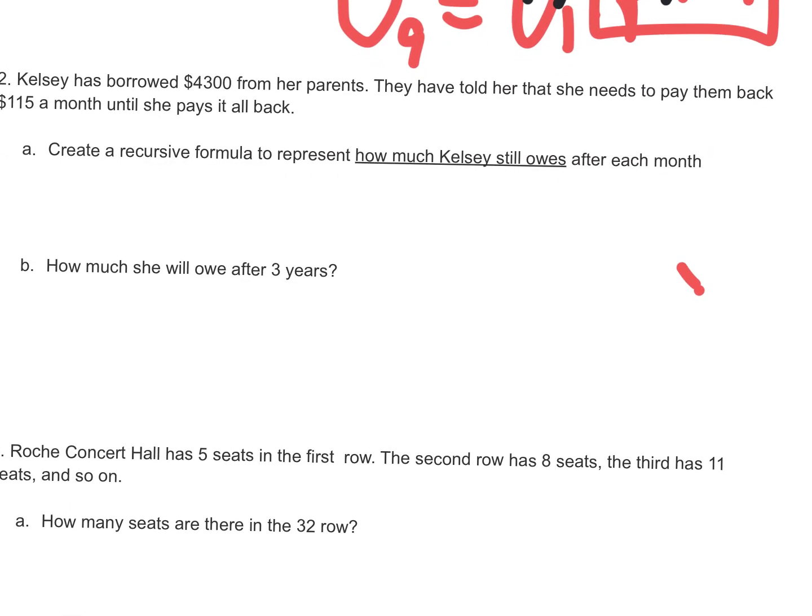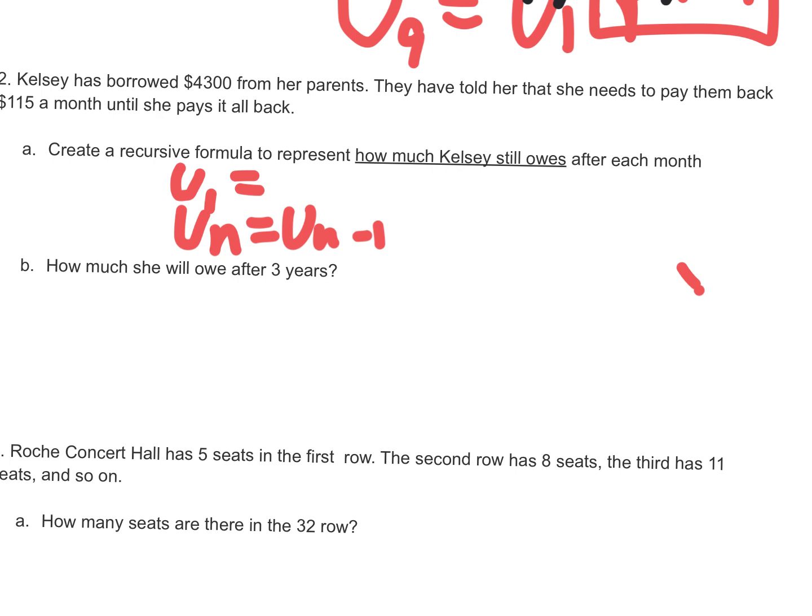The hard part here is figuring out which formula to use. Then the next hard part is what numbers go in the formula. So let's talk about this one. Create a recursive formula right away. I think this: U1 equals, Un equals Un minus 1. Everybody go ahead and write that down and then fill in the little blanks.